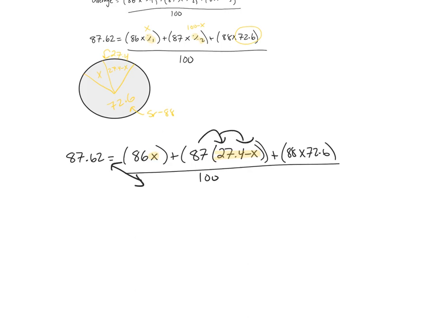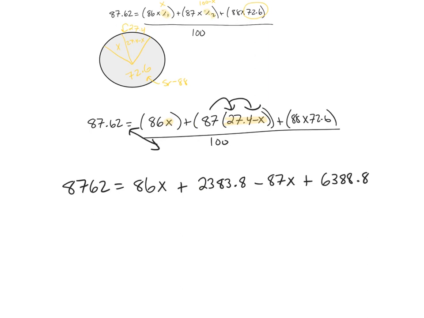So let's do that. All right, so after I cross multiplied 87.62 times 100, I have 8762, and also I distributed, okay? So here's my numbers now. Now I want to combine like terms. So here's x and x. I want to combine them together, all right? And the other numbers, this and this, you can add them together and then move them to the other side.